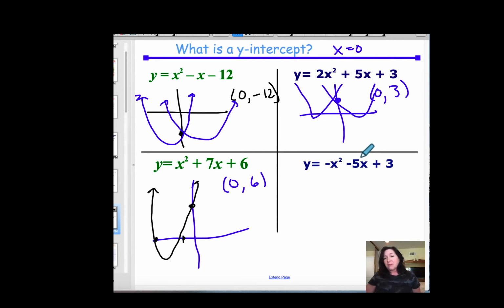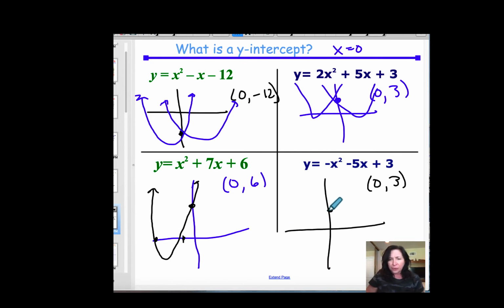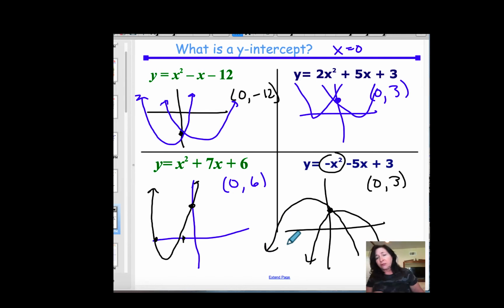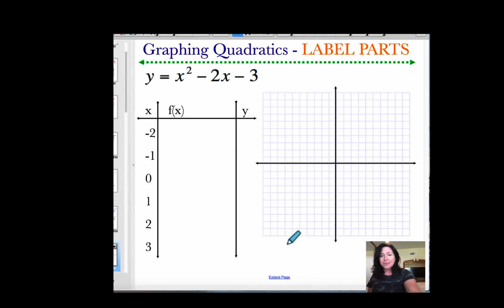For this one right here, what distinguishes it from the other three equations is that yes, we still have a y-intercept at 0, 3, but this value right here is actually negative, which means that my parabola is going to be upside down. It's going to look something like that. It also could go on that side, and we don't know, again, unless we start plotting some points.